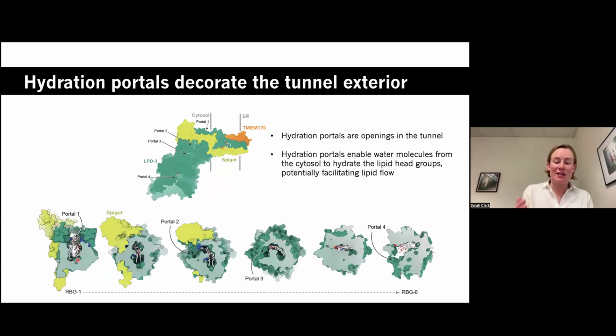And this is, I think, easiest to see in cross sections here, where you can see that some regions of the tunnel are completely enclosed, like here, whereas other regions, you have these portals where there's this big opening that's positioned immediately above the phospholipid head group, supporting this idea that water molecules can enter from the cytosol, hydrate the lipid head group, and potentially facilitate flow through the tunnel, perhaps preventing stagnation or just facilitating the energetics of the process.